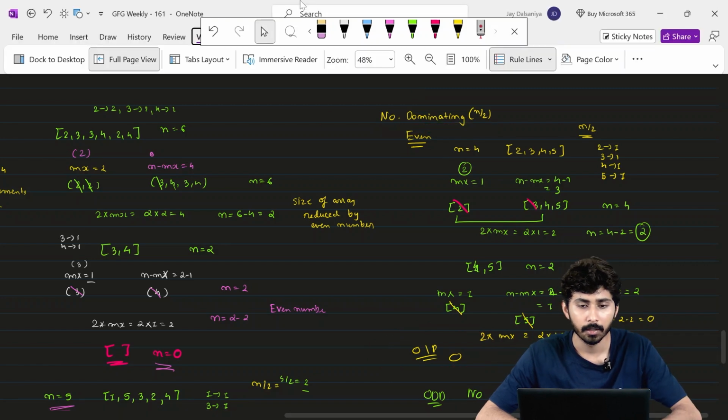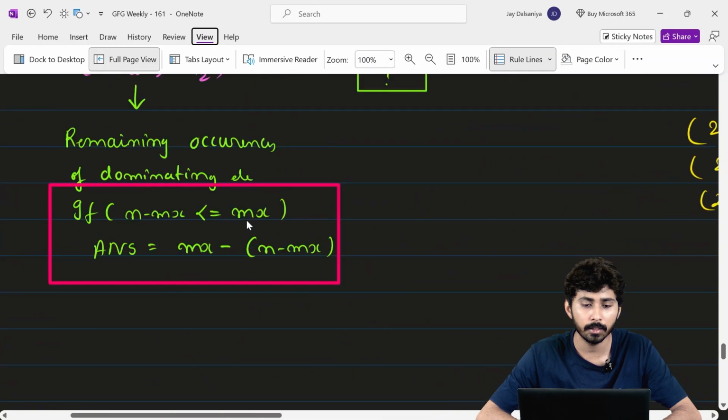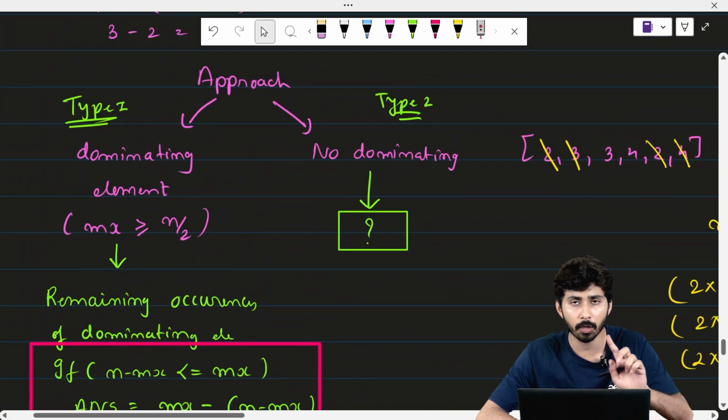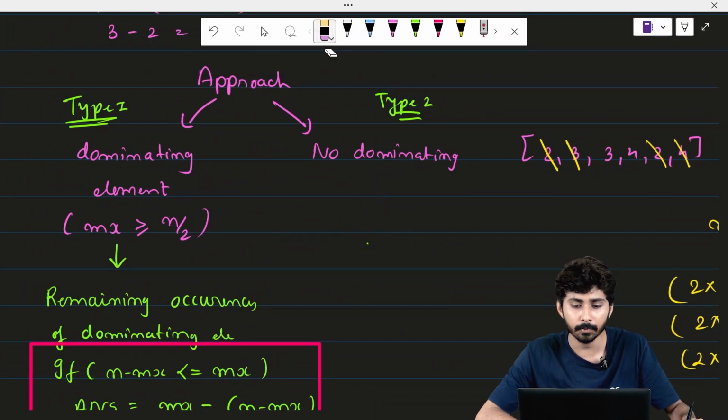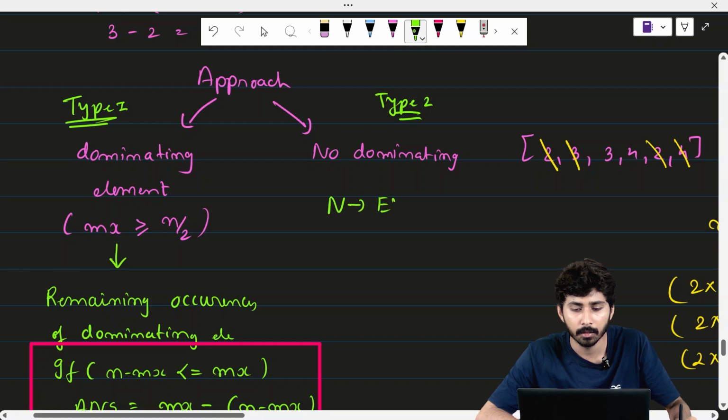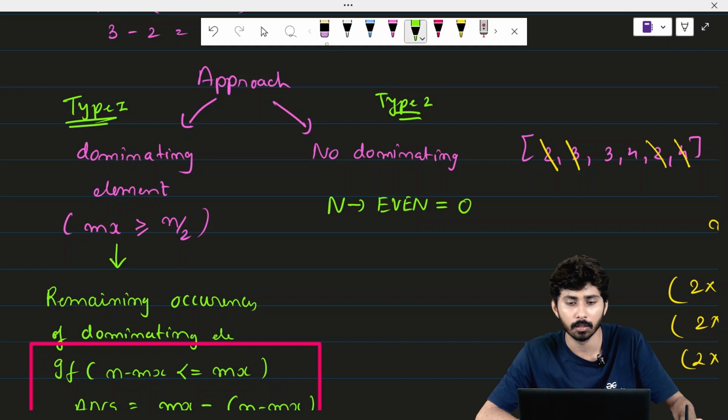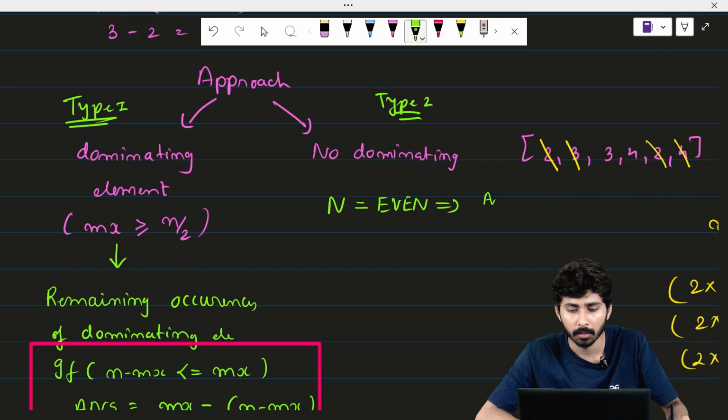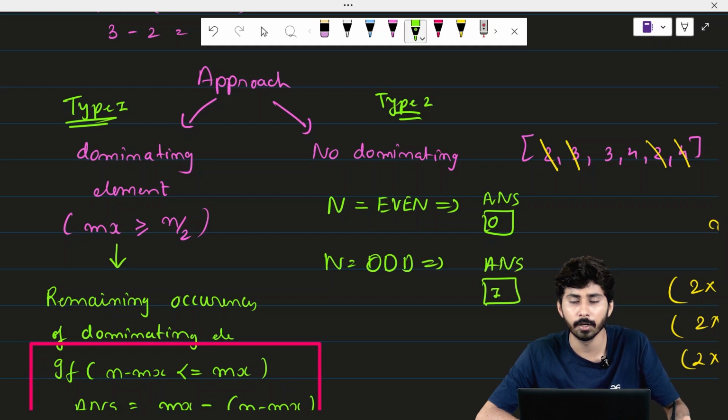Okay, so now you can summarize this thing: for the type 2 test case in which there is no dominating number, the output depends upon the size of the array. And if n is even, then what will be the output? Output will be 0. If n equals even, then the answer is always 0. And if n equals odd, then the answer is always equivalent to 1.